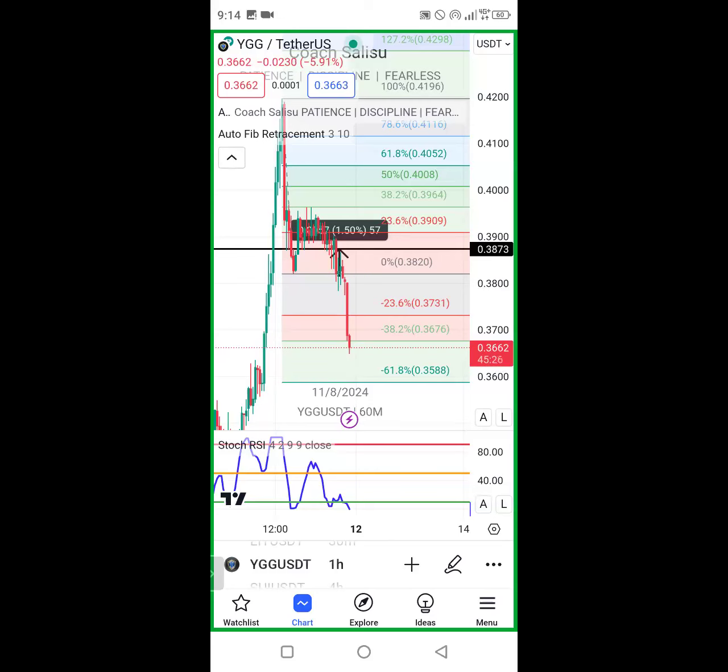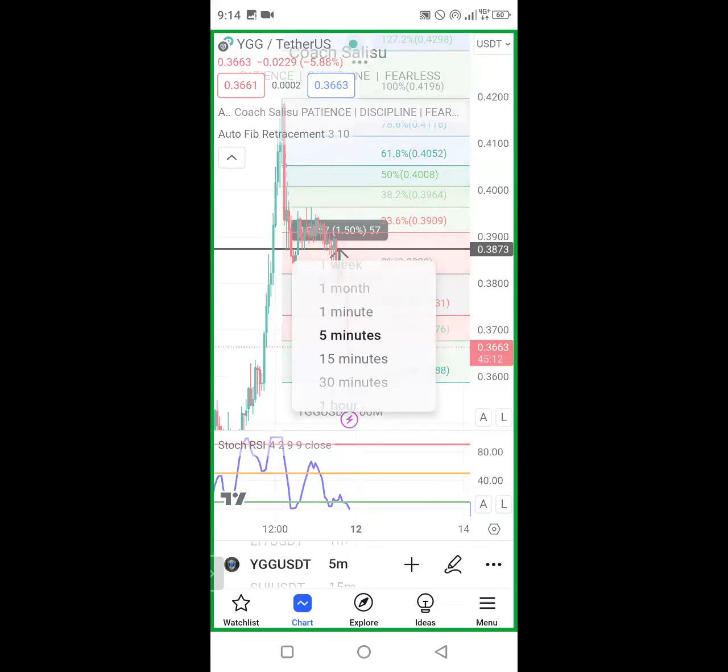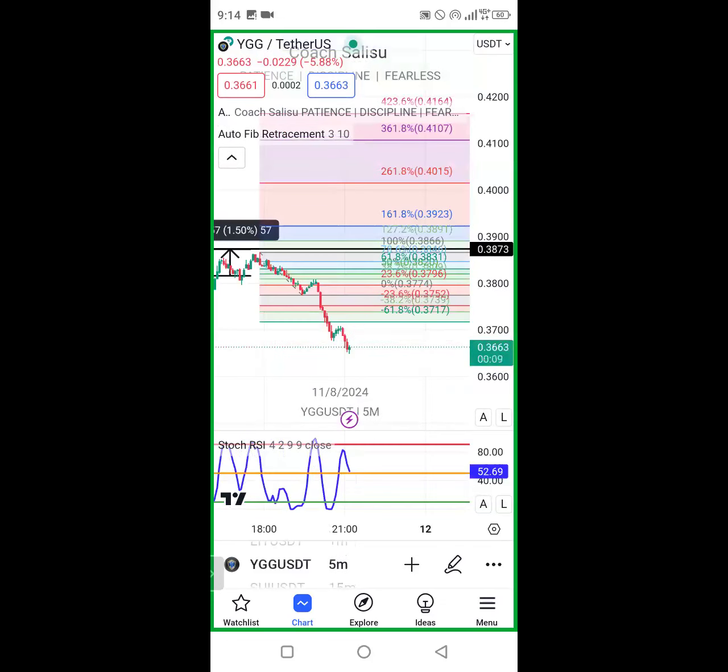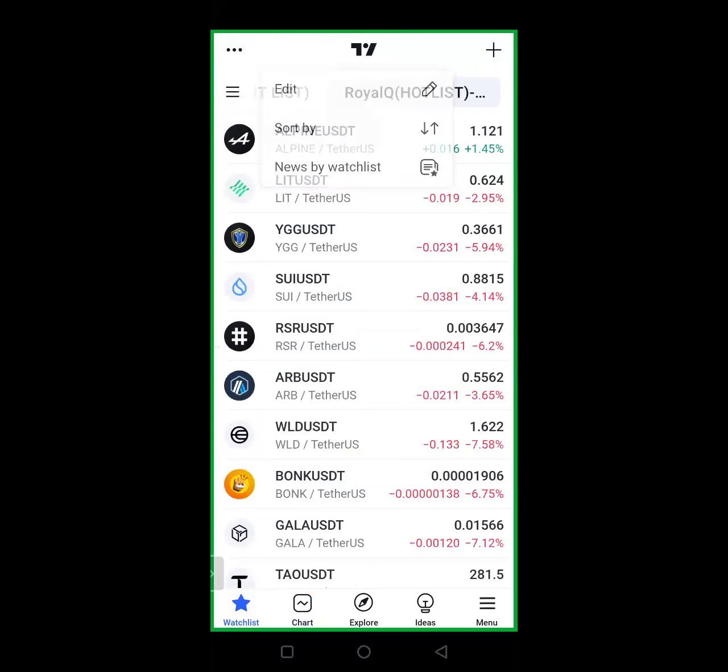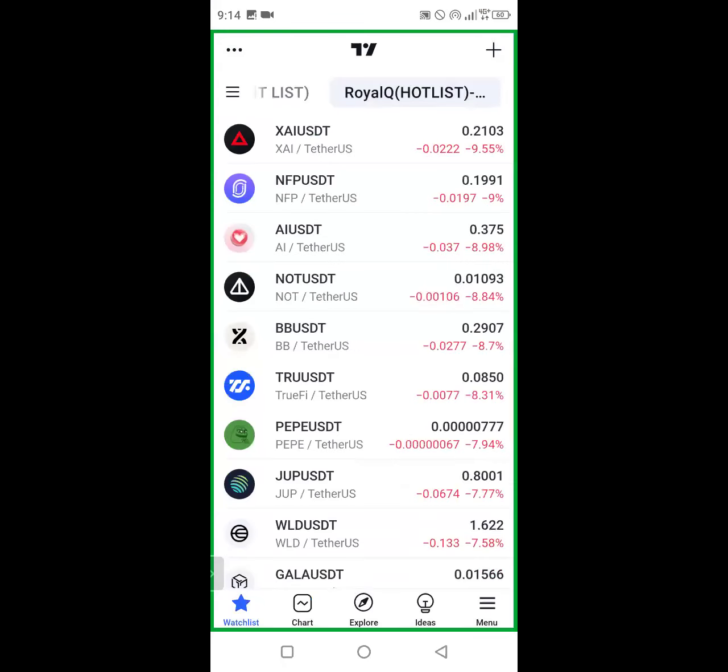You need to ensure there are some things you need to look out for on the entry time frame, and on the confirmation time frame there are some things you need to look out for. Take for instance, let me show you this YGG, or let's search for a coin now so that I'll backtest, you see what I'm saying?